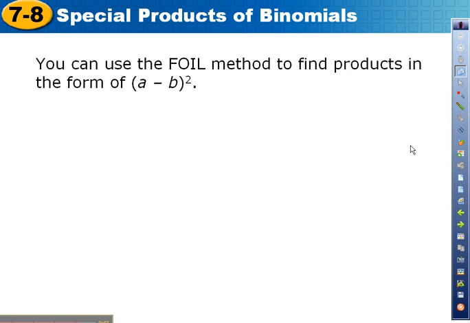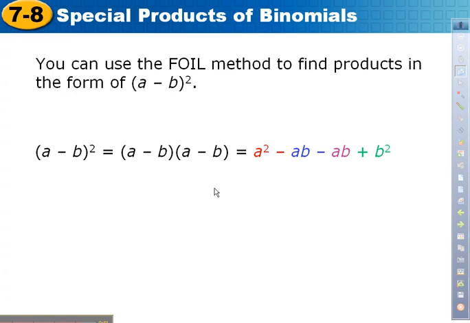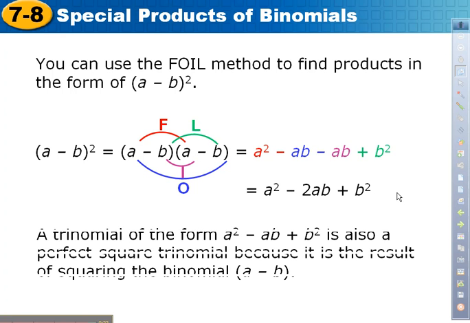You can use the FOIL method to find products in the form of a minus b squared. Write it out the long way. When you multiply your front two terms together, you get a squared. When you do the outers, you get a negative ab. When you do your inners, you get negative ab. Negative ab plus negative ab gives you 2 negative ab's. Plus your last two terms gives you a positive b squared.